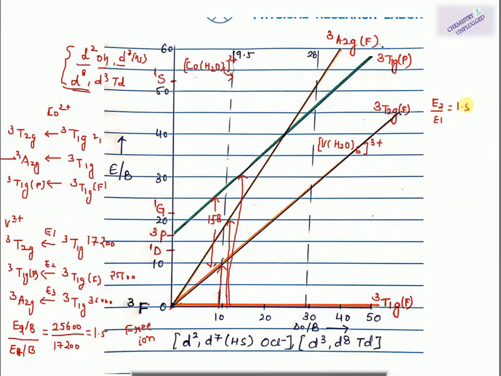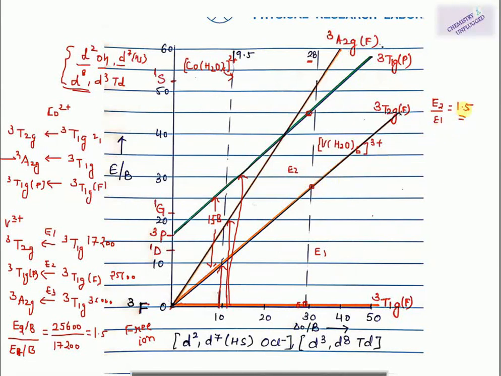So if you want to find out in the graph at which value of del naught the ratio of two energy gaps, this is the gap from this point to this point, which is your E1, and the gap from this point to this point, the complete gap, is your E2. So the ratio of E2 upon E1 should be 1.5, and at the value of 28 del naught upon B, this ratio is equal to 1.5.